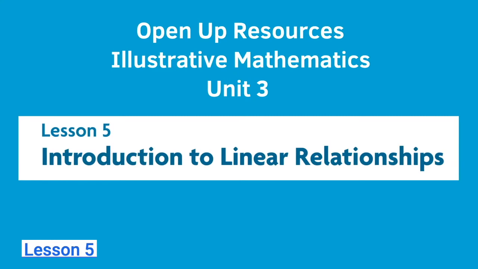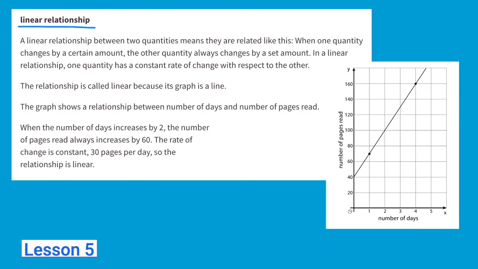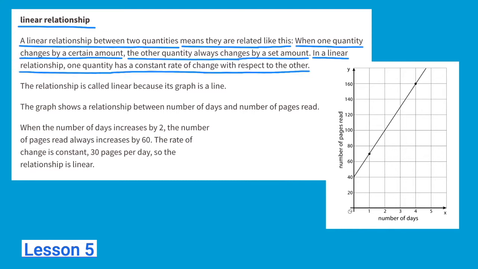Open Up Resources, Illustrative Mathematics, Unit 3, Lesson 5. Introduction to Linear Relationships. Glossary terms. Linear relationship. A linear relationship between two quantities means they are related like this. When one quantity changes by a certain amount, the other quantity always changes by a set amount. In a linear relationship, one quantity has a constant rate of change with respect to the other. The relationship is called linear because its graph is a line.